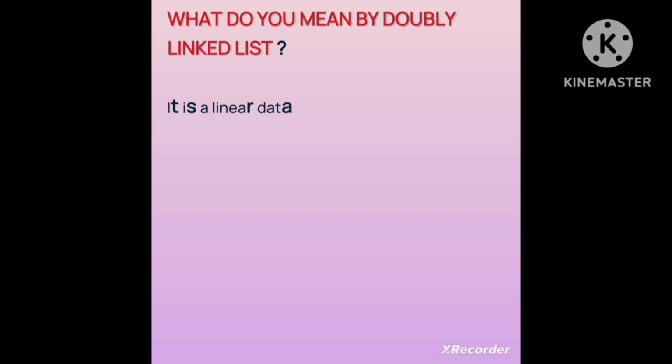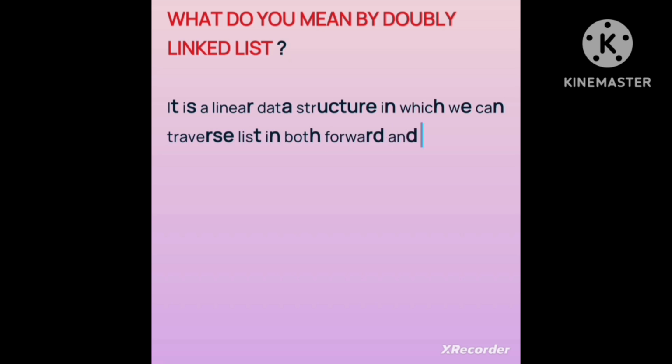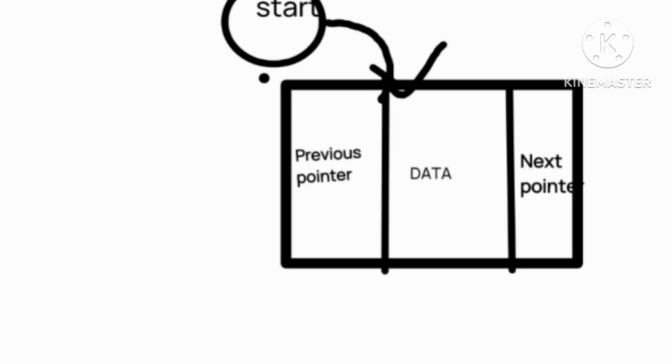It is a linear data structure having two pointers, one pointing to the next node in the list and the other pointing to the previous node of the list. So our doubly linked list can traverse in both directions, that is forward and backward.